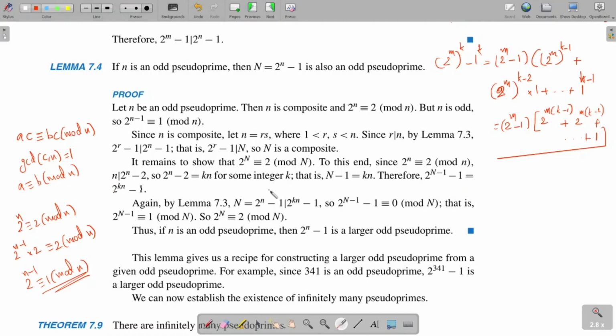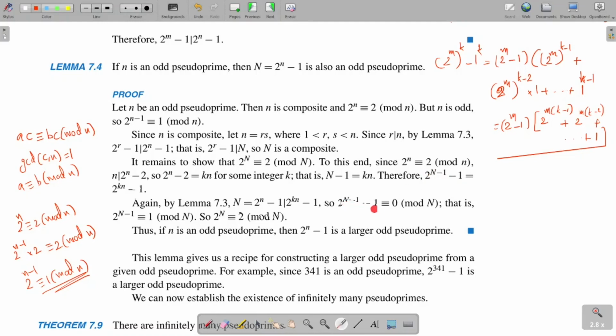We are going to apply the previous lemma again. Here, since n divides k into n, 2 raised to n minus 1 divides 2 raised to kn minus 1. And this 2 raised to n minus 1 is capital N. We get that capital N divides 2 raised to kn minus 1. That is, 2 raised to kn minus 1 is a multiple of capital N. But 2 raised to kn minus 1 is here 2 raised to capital N minus 1 minus 1. So this is a multiple of capital N.